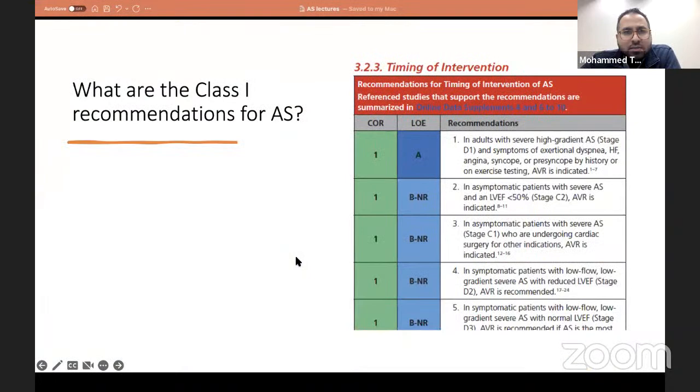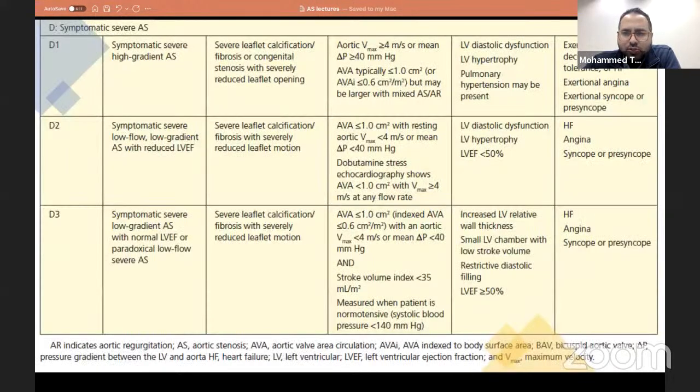Okay, so let's move on to the recommendations for aortic stenosis. I know that in the previous lecture that was presented by Khalid, he mentioned all about it. So let's just go quickly.